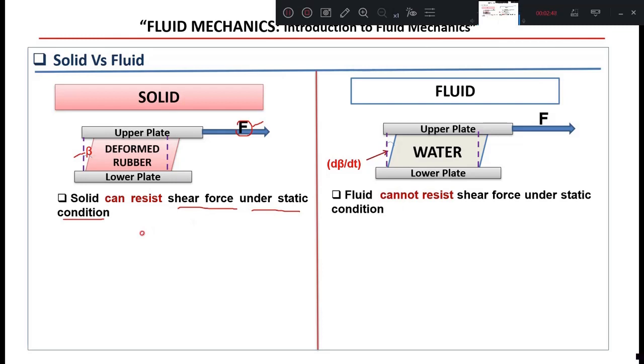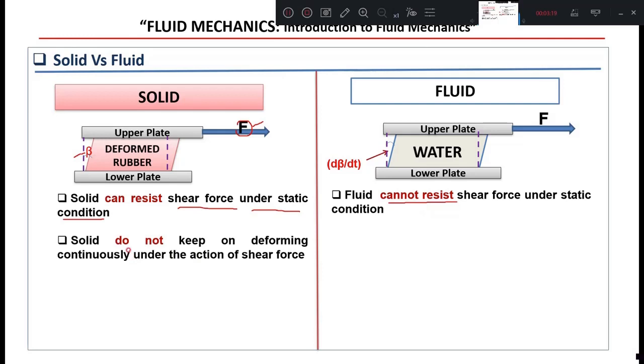Whereas, on the contrary, a fluid keeps on deforming continuously under the action of shear force. Therefore, we can say a fluid cannot resist shear force under static condition. This is the first difference we can make between a solid and a fluid. A solid resists a shear force under static condition, whereas a fluid cannot resist shear force under static condition.